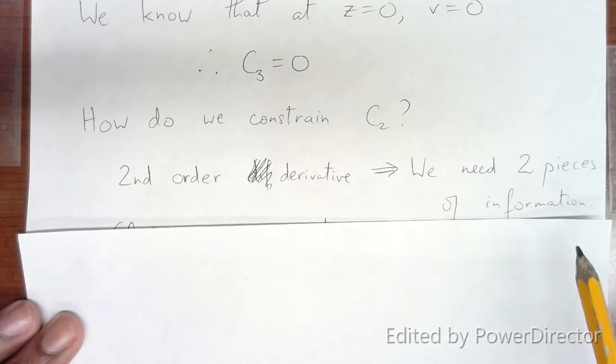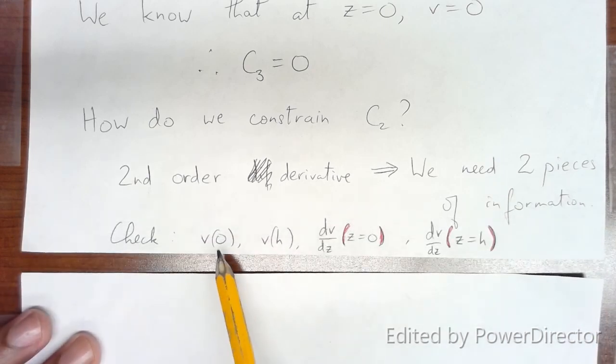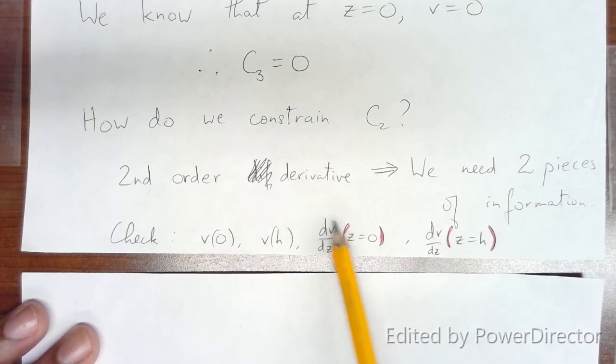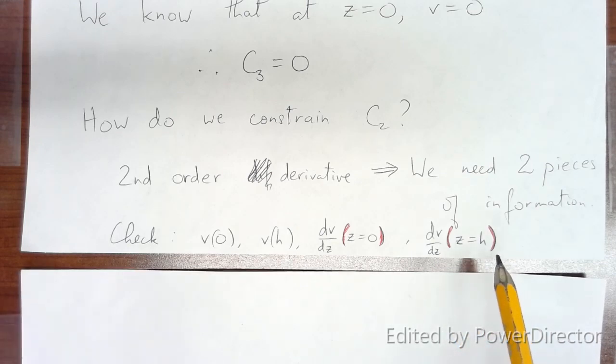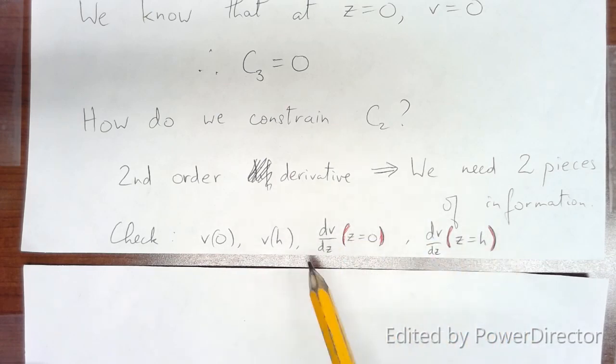Now there are two places where we could evaluate that. We could evaluate v at z equals 0, and we could evaluate v at the top at h. We can evaluate dv over dz, the derivative, which is the velocity gradient, at z equals 0, and we could evaluate the velocity gradient at z equals h. So we need two pieces of information. We've already used v at z equals 0. So one of these three, as long as we get one of these three bits of information, that should be enough for us to fix what c2 is.